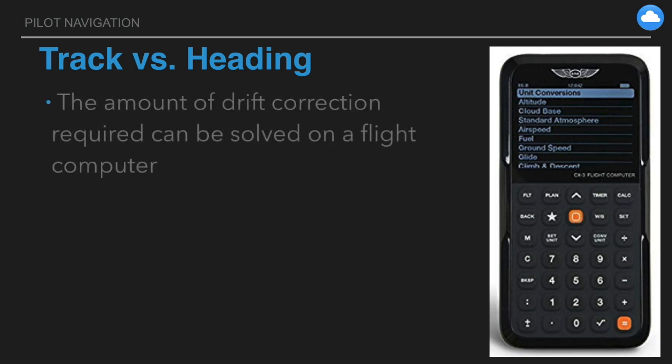So, hey, look at that. He even put a CX3 up there. Well, that's pretty good. So we can do this on any flight computer. You can do it if you have nothing but graph paper.